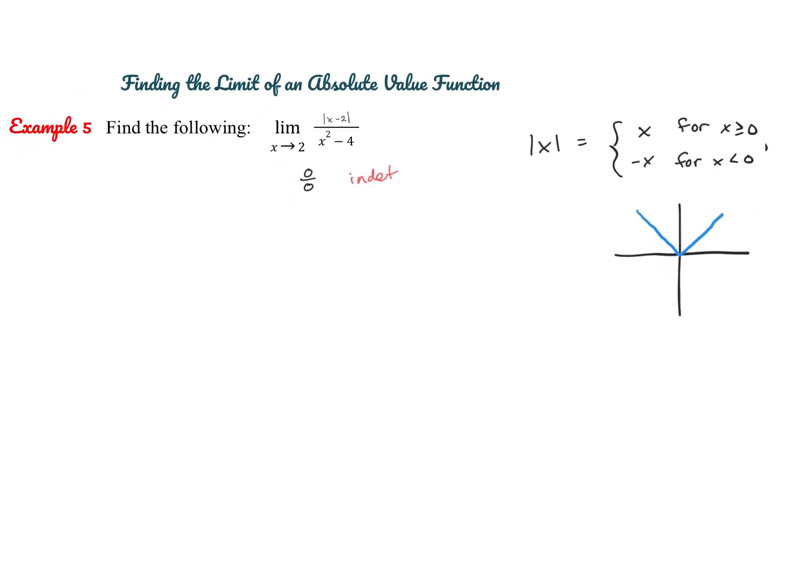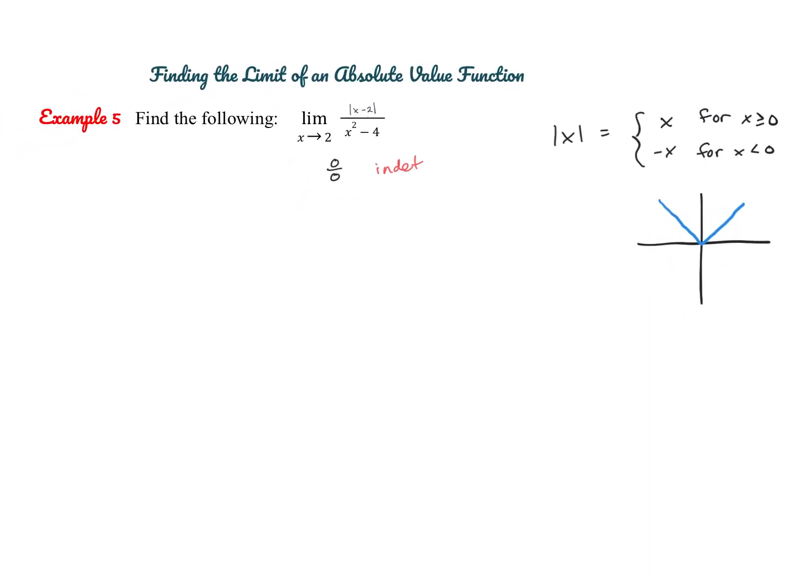So the first thing I'm going to do is rewrite our function here as a piecewise function. So this part, the absolute value part here, has a vertex at x = 2 because this is just shifted to the right 2. So it kind of looks something like this. So again, it's just been shifted to the right 2.